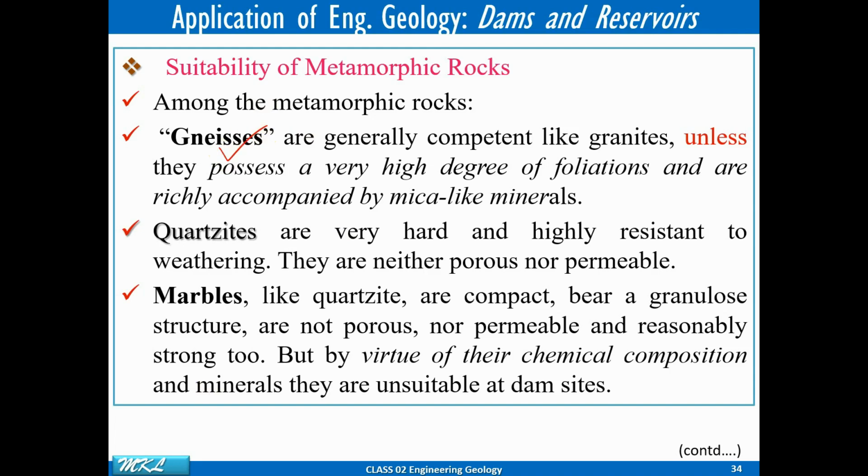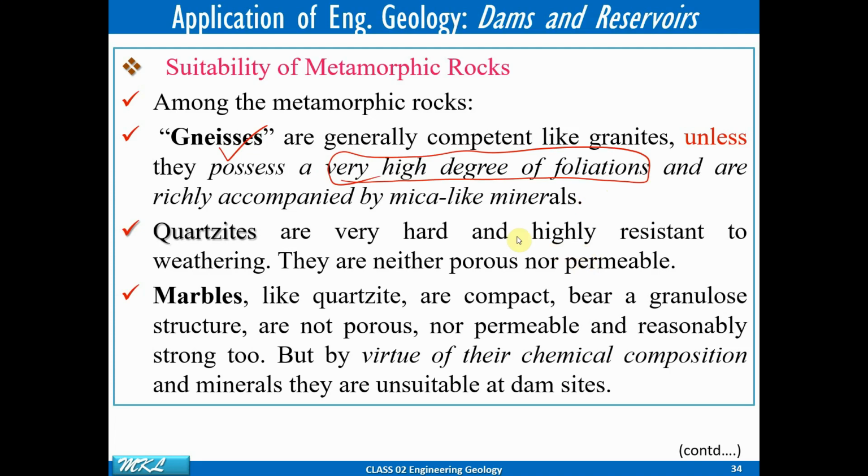Gneiss are generally competent like granites unless they possess a high degree of foliation and are richly accompanied by mica like minerals. So gneiss are good, compacted metamorphic rock, but you have to consider that it shouldn't contain a high degree of foliation. Foliation is just layer after layer within that rock structure, like an onion, where you remove one layer after another. It's made up of several layers, so that's called the foliation structure.